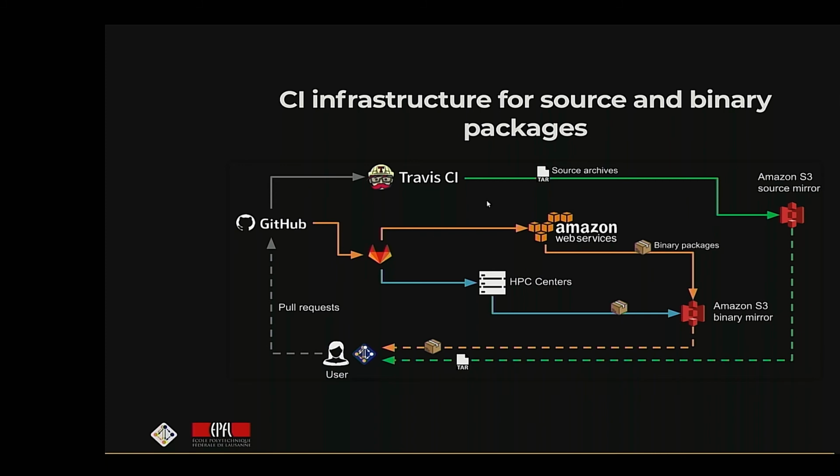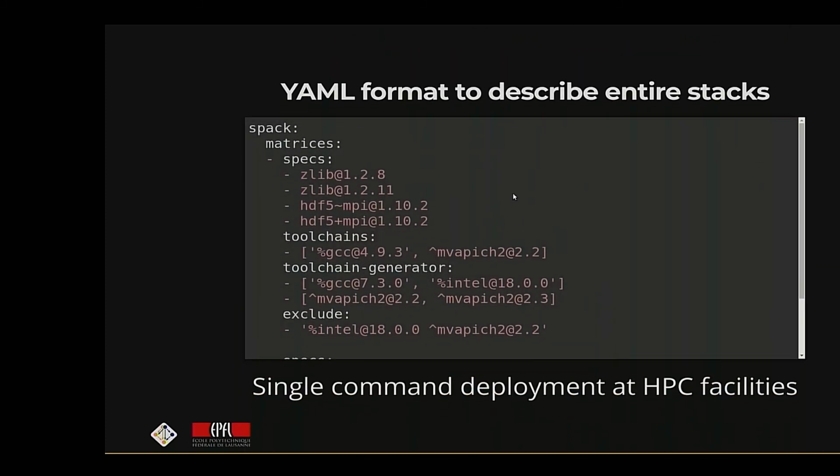So that's the first big thing. The second one, we are trying to design a YAML format to describe the installations of an entire stack at an HPC facility. Basically, an intuitive way to describe all the cross-product that a facility might need to install all of its software. And the idea is that then you could share this file with other facilities, and you can even deploy things with a single command.